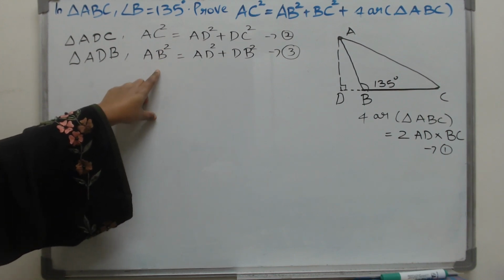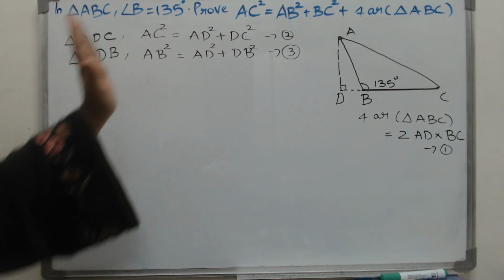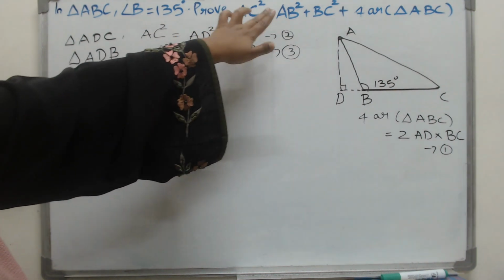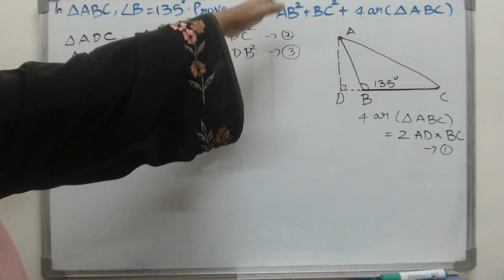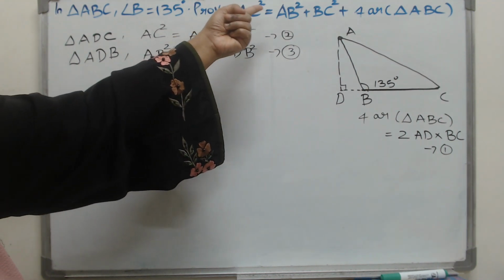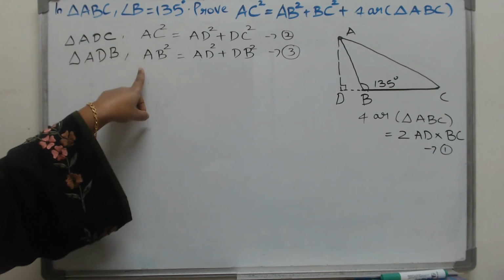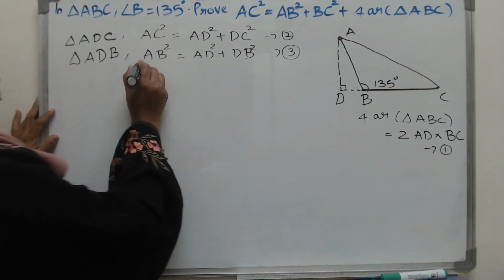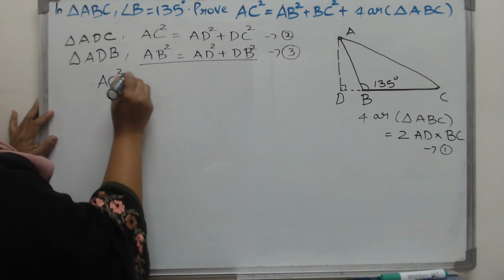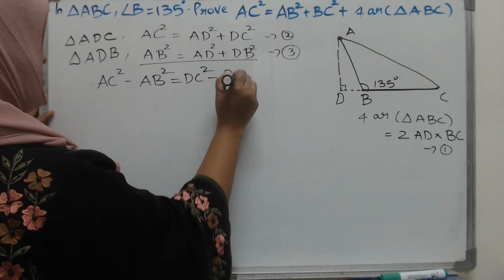Now in such questions where you have to prove a result, always keep an eye on the result that you need. You will see that there is an AC square and an AB square which is on the other side, which means what? If you take it here, you will have AC square minus AB square. So what they have done is subtracted these 2 equations. We will also do the same thing. We will subtract 2 minus 3 and we will get what? AC square minus AB square is equal to DC square minus DB square.